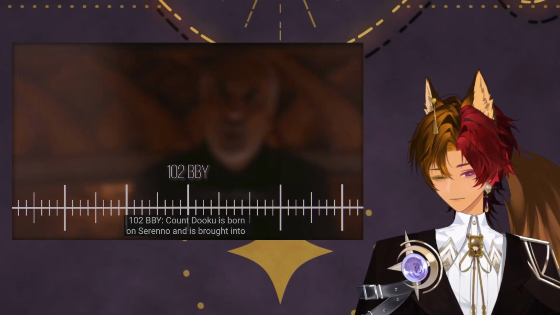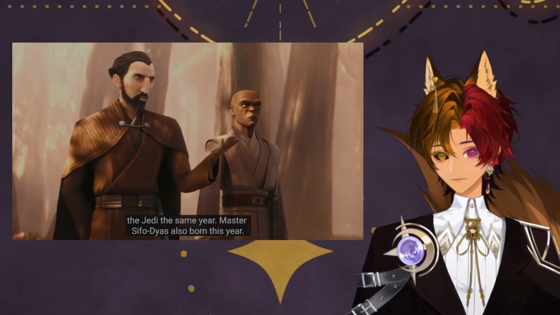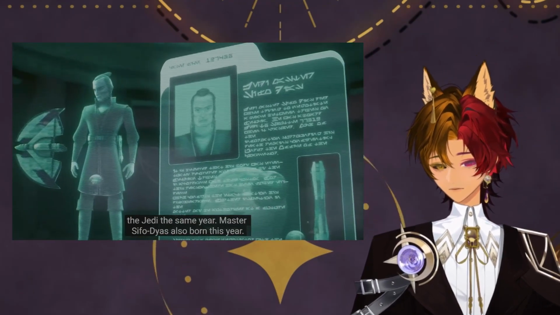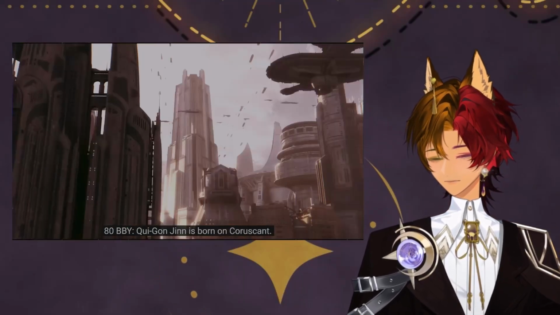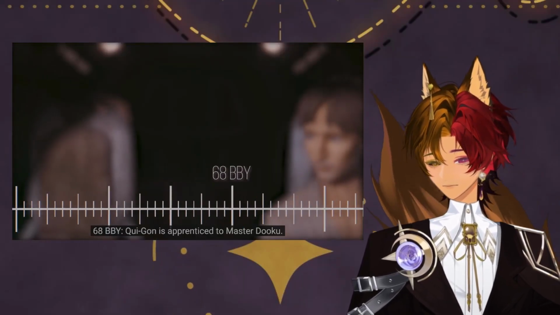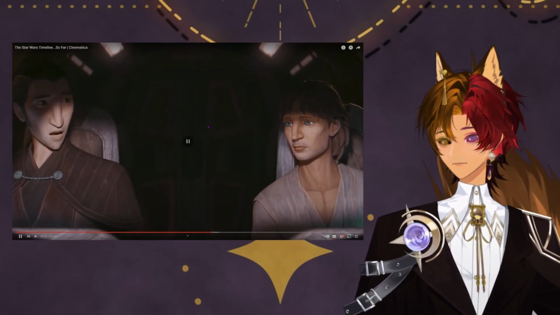102 BBY. Count Dooku is born on Sereno and is brought into the Jedi the same year. Master Sifo Dyas is also born this year. 80 BBY. Qui-Gon Jinn is born on Coruscant. 68 BBY. Qui-Gon is apprenticed to Master Dooku.